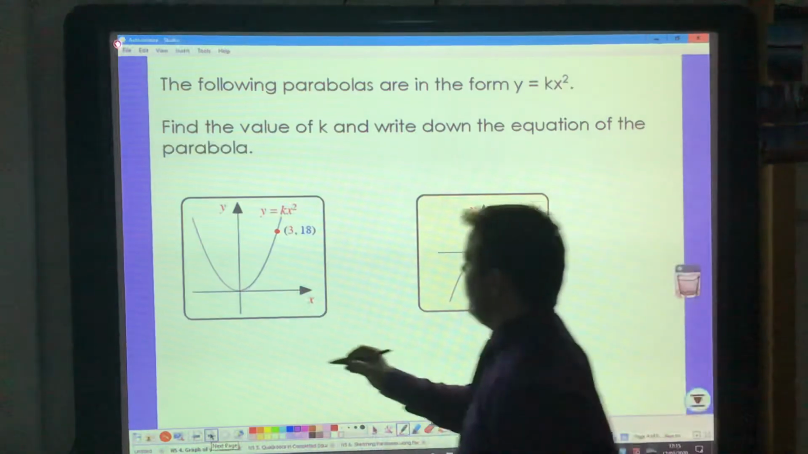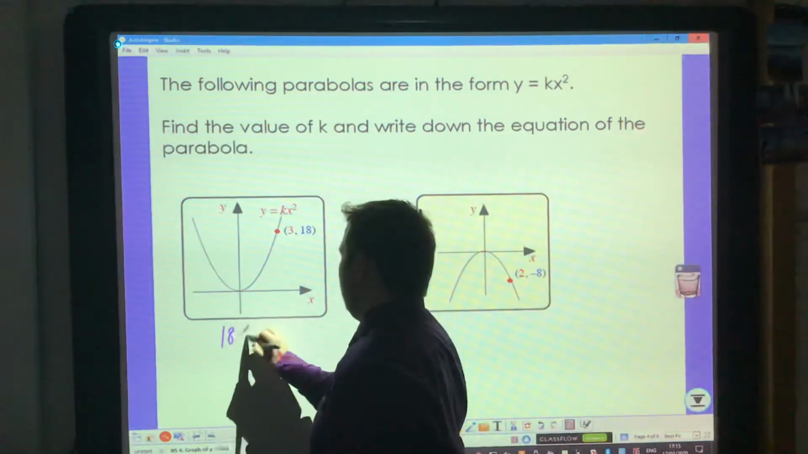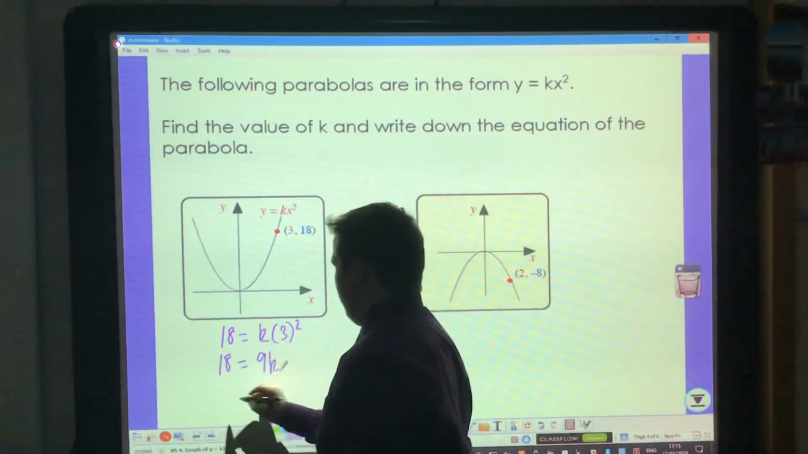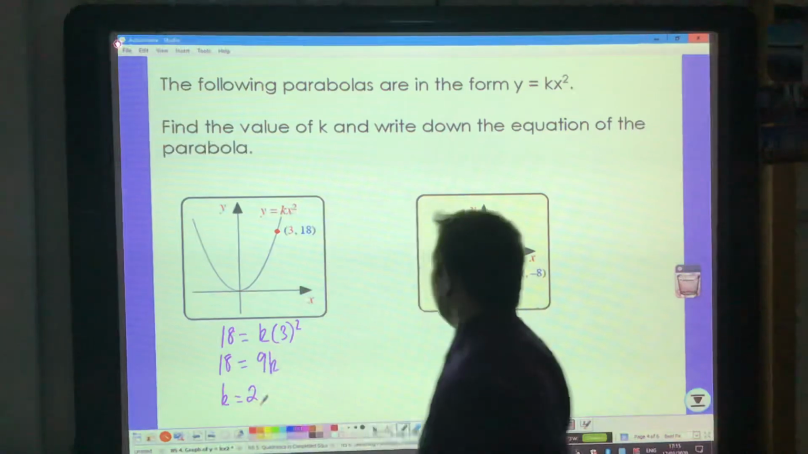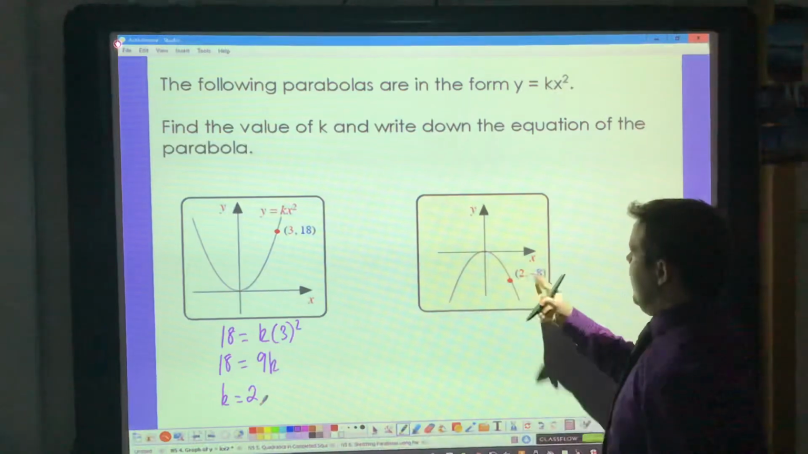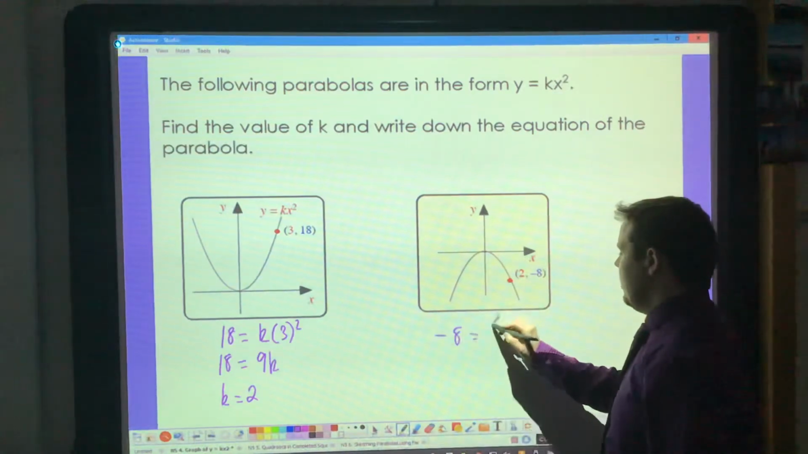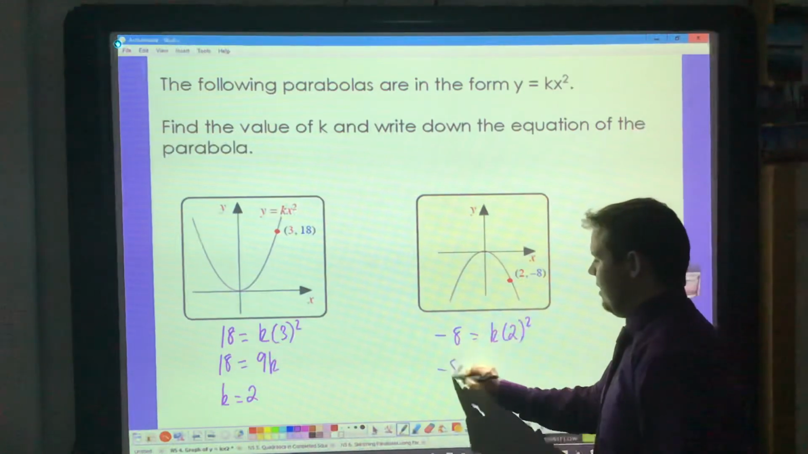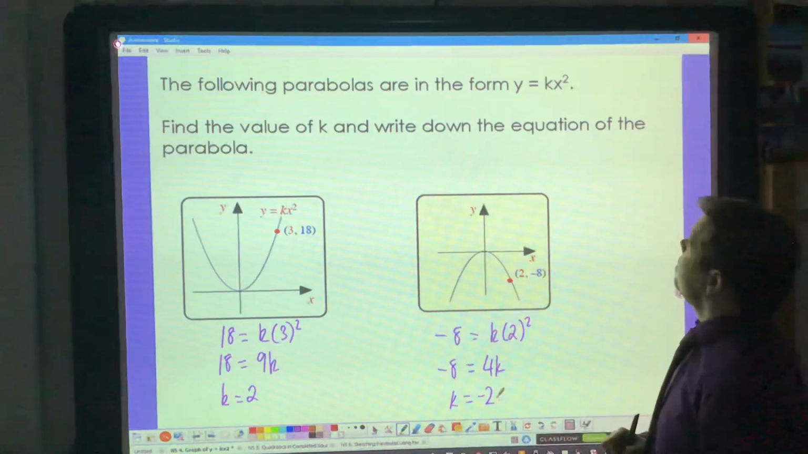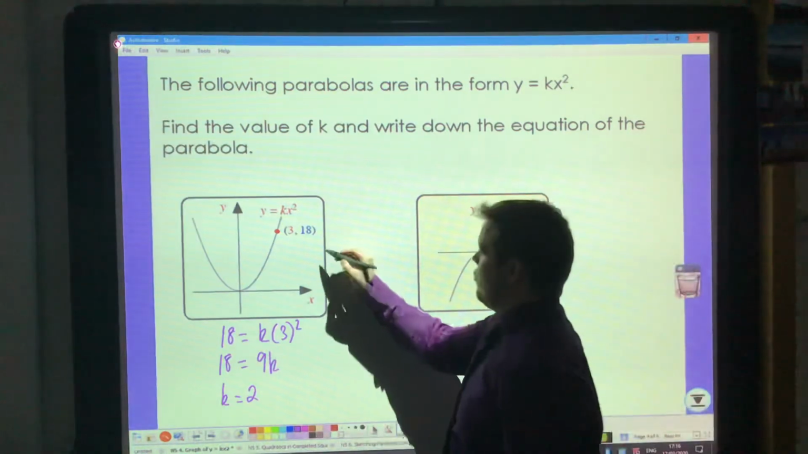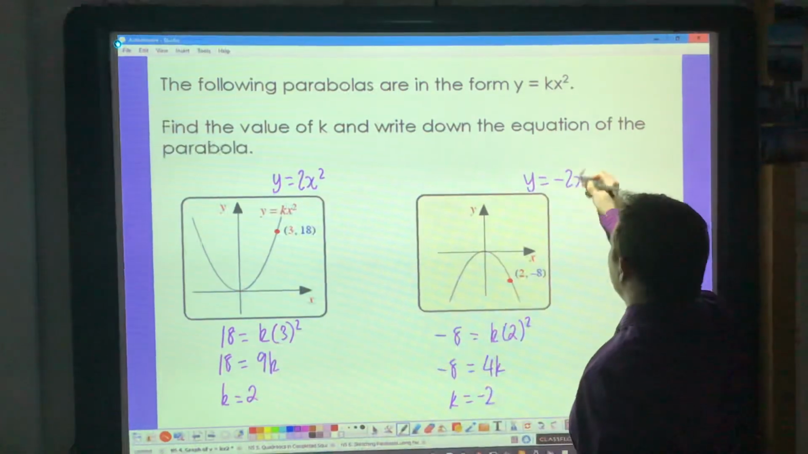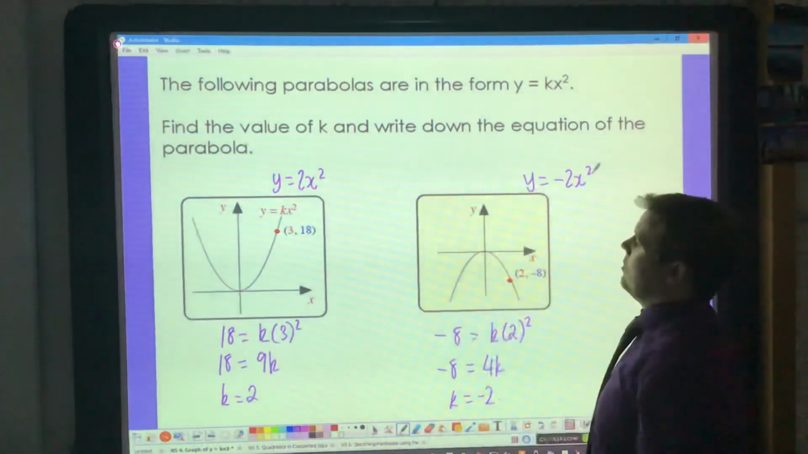Okay? What you would get here is 18 equals k, lots of 3 squared. 18 is 9k, so k is 2. And this one over here, again, this is a maximum, okay? So we're expecting it to be negative. Negative 8 equals k, lots of 2 squared. Negative 8 is 4k, so k is negative 2. Okay, and it says write down the equation, so we really should write that this is y equals 2x squared, and this is y equals negative 2x squared. The only difference being it's flipped over.